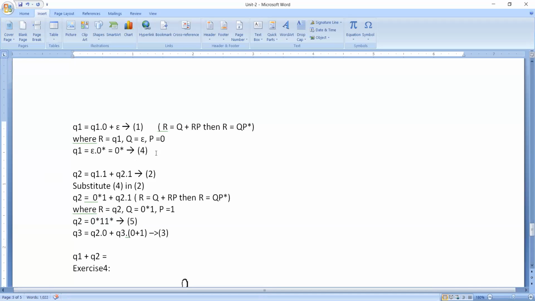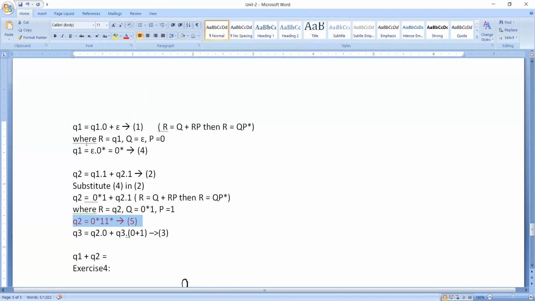Now please observe here. We got the value of state Q1 and the value of state Q2. Let me change the color. In order to find the result of Q1 plus Q2, can I stop my processing over here? Do I need to work on Q3? No, it is not required, because Q3 is not playing any role. So I am not going to work with this third state, Q3. It becomes a useless state.